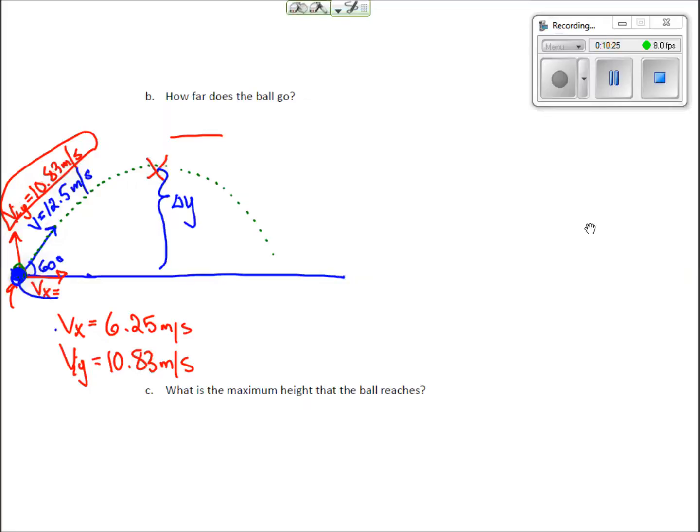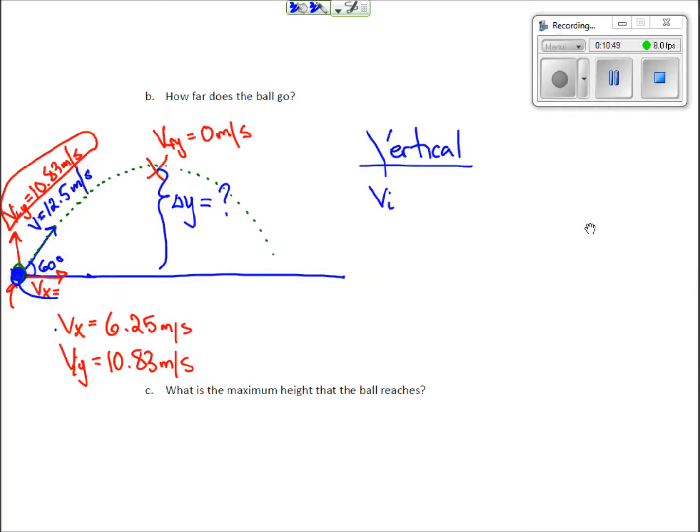Well, one thing that I know is that the vertical velocity is 0 at the maximum height. That's something that I know to be true: the vertical velocity is 0 meters per second at the maximum height. All right. So do we have enough information here? Let's just take a look.